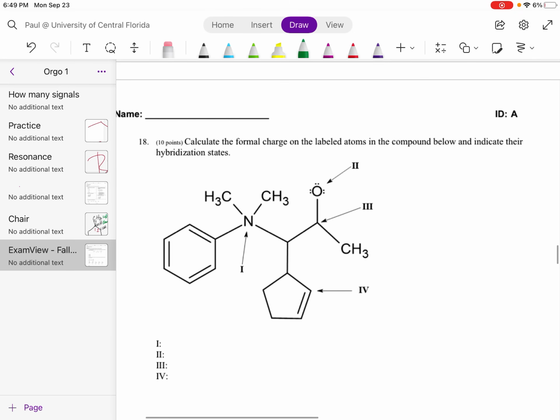Okay, calculate the formal charge on the atoms labeled. If we do this quickly, a nitrogen with 4 bonds, so that's +1. We have an oxygen with 1 bond and 3 lone pairs, that's -1. So we'll just say negative charge. We have a carbon there.